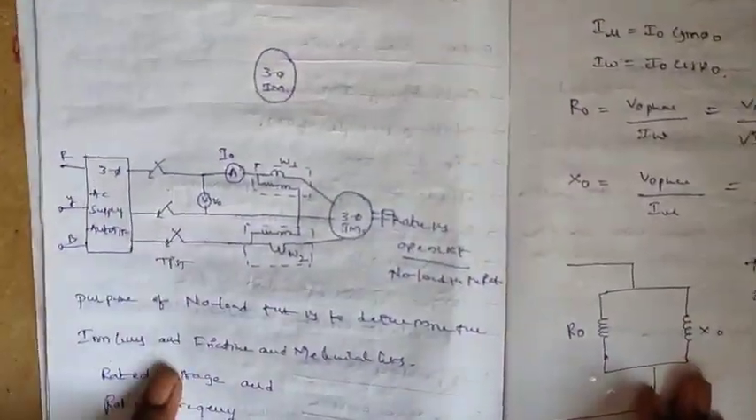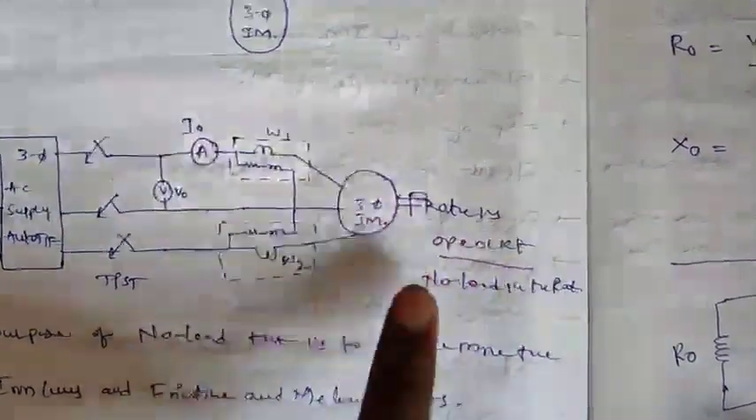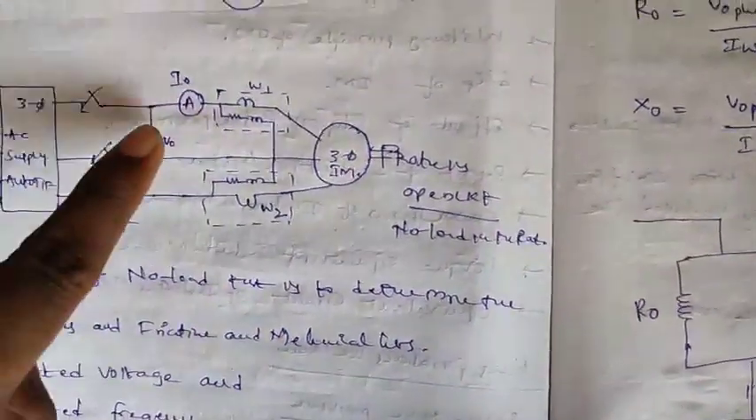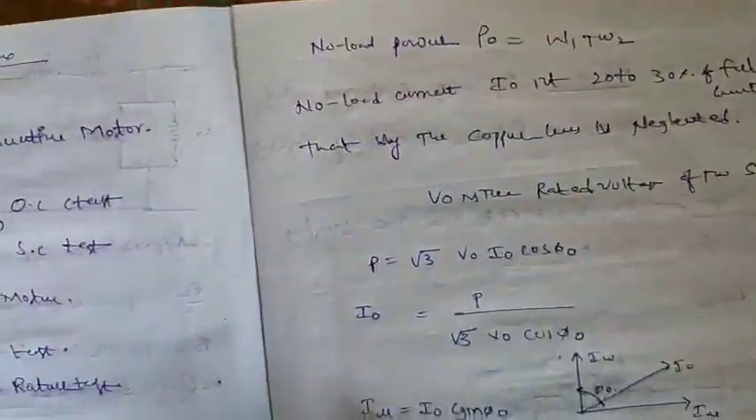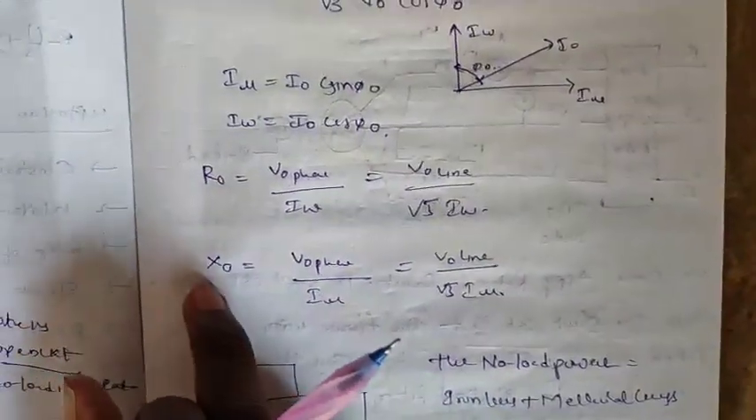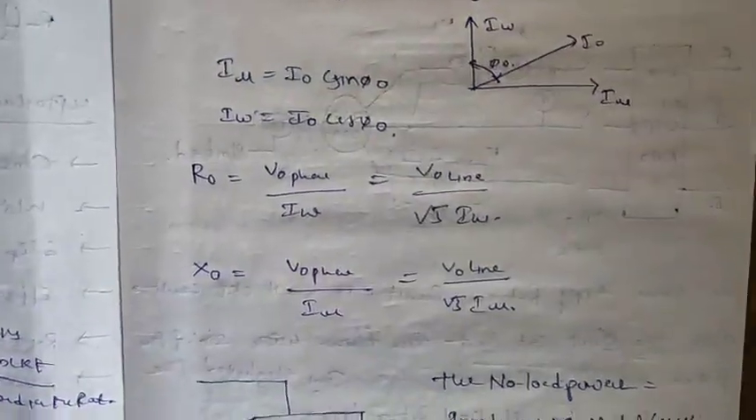Already we discussed the no load and blocked rotor tests in our previous classes. This is the no load test. In this no load test, we keep the rotor without load, so the rotor is unloaded. We can take the readings of voltmeter, ammeter and wattmeter, that is V0, I0, W0. From that we can determine the no load losses. Like that we can determine the no load parameters R0, X0.